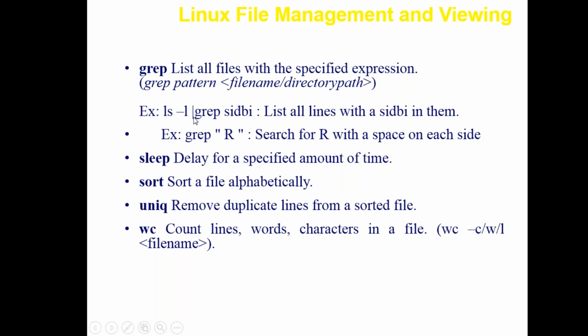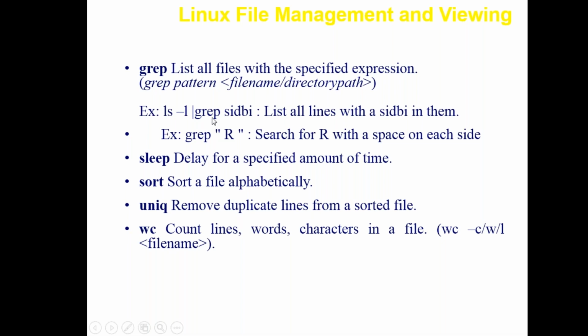this symbol is for your piping. This marking is for your piping. This is actually a slash, a divider. You can say a slash is not there, but that is used for the piping. And that piping means the output of this command will go to the grep command.